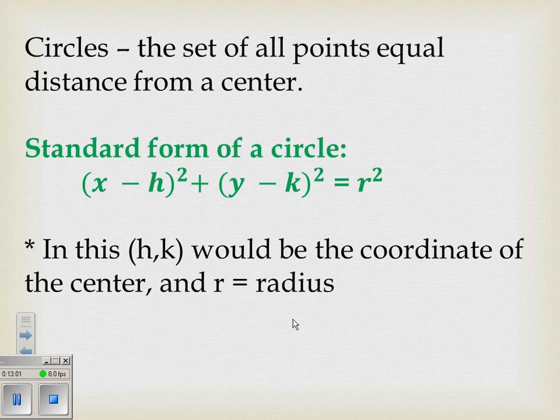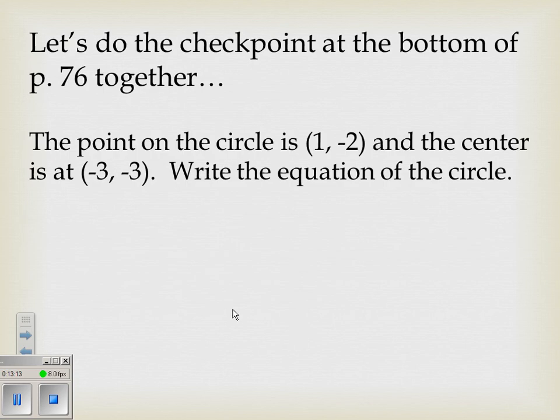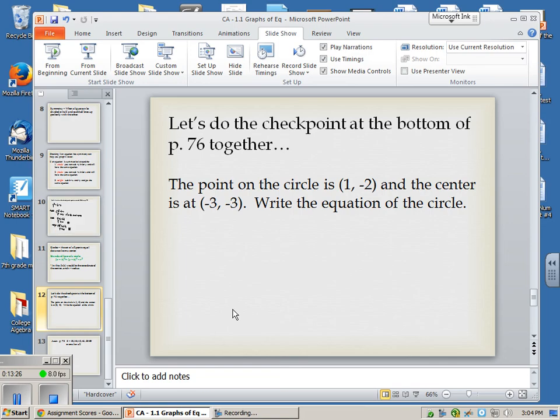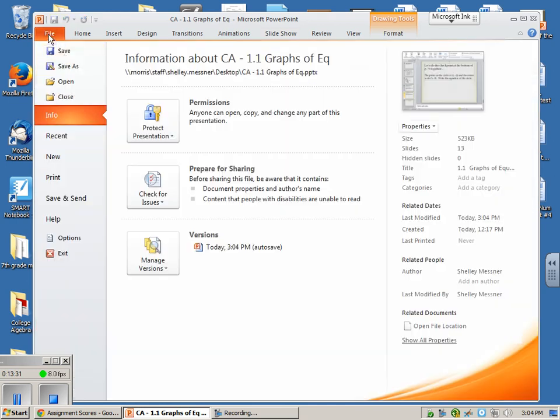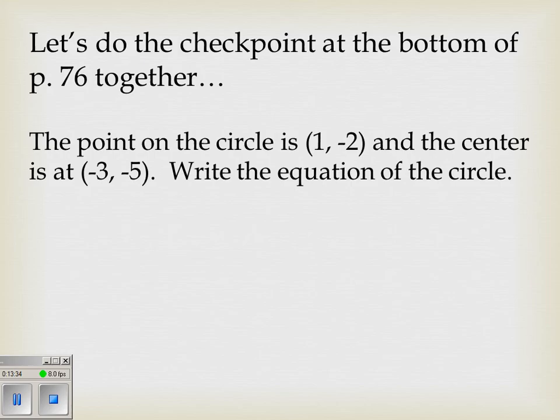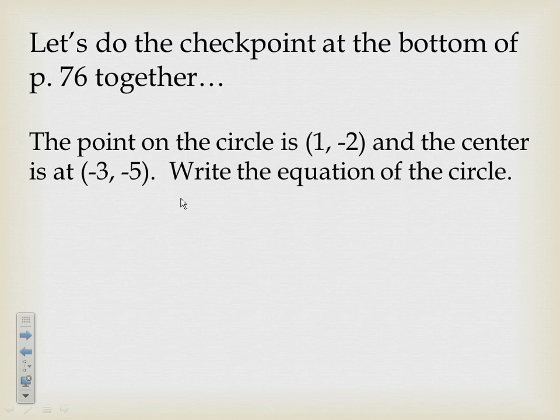There is a problem in your book that's completely done out for writing the equation of a circle, example number 8 at the bottom of page 76. We're going to do another one. We're going to do the checkpoint that sits right underneath that. So if we had a point on the circle of 1, negative 2, and we're told that the center of the circle was negative 3, well, that should read negative 3, negative 5. Hang on, I'm going to fix that. There we go. Write the equation of the circle.